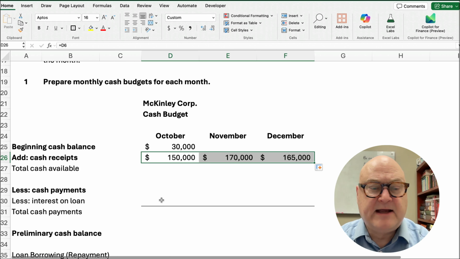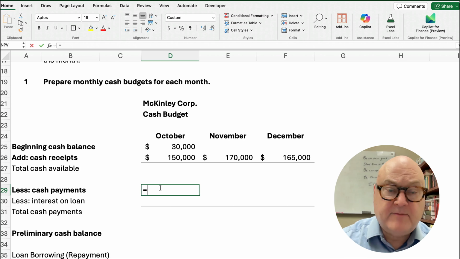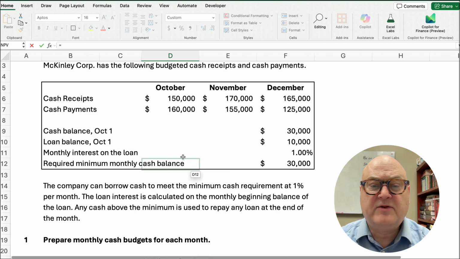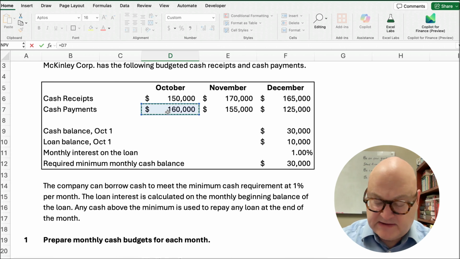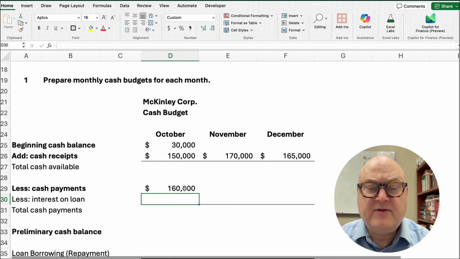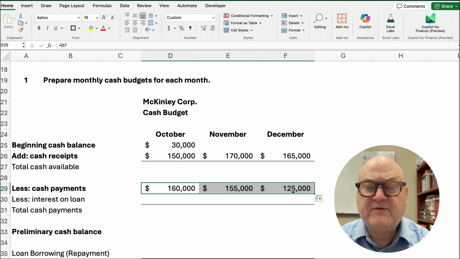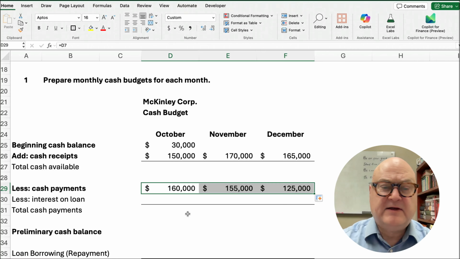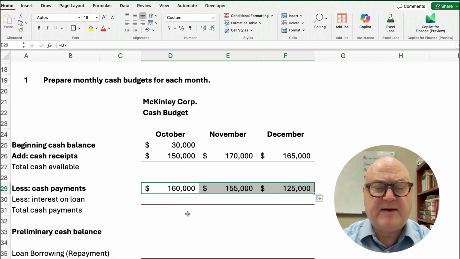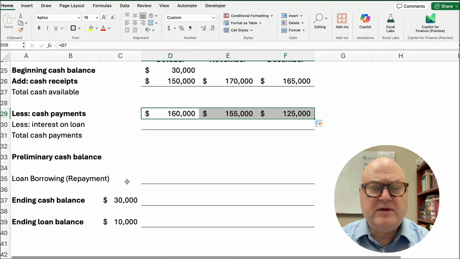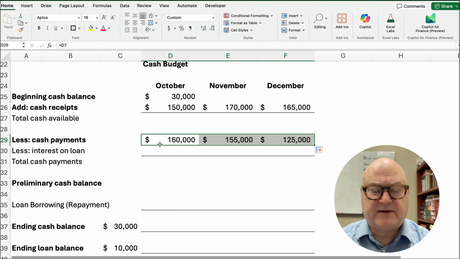Now our cash payments, I'm going to go ahead and grab those also so we know what those are. That's going to be $160, and then the other 2 months are $155 and $125. All right, so that's what we need from the very top. We're going to need that 1% at some point. So our loan is 1% every month. So let's start with October.